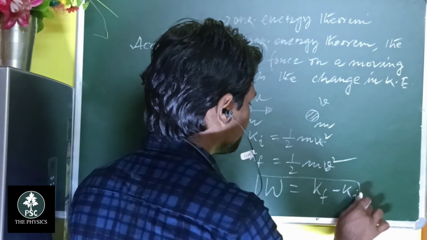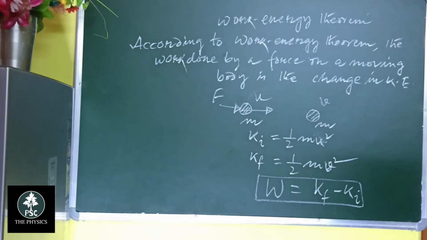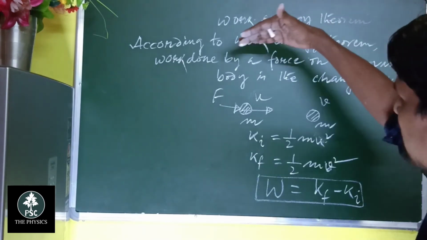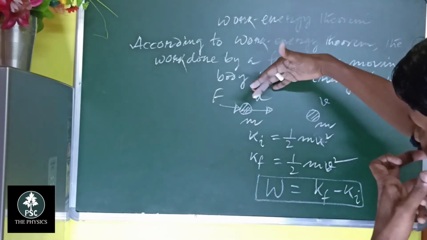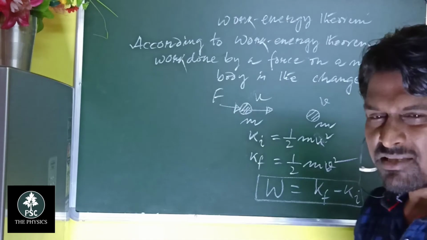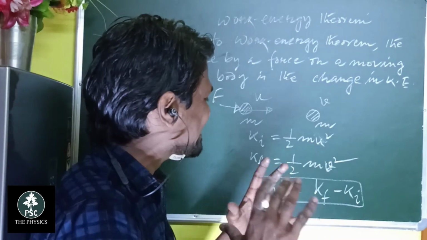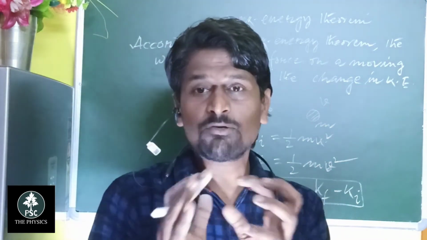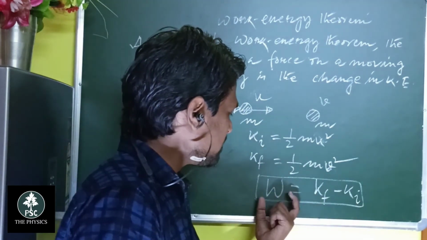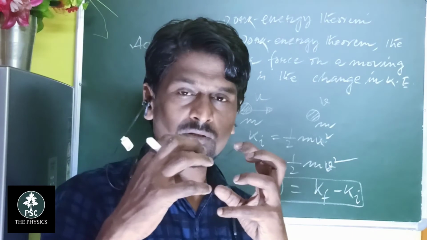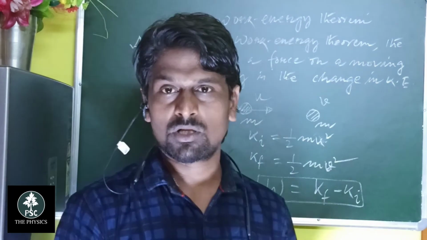So this is the work energy theorem. According to the work energy theorem, the work done by a force on a moving body is the change in kinetic energy. Change in kinetic energy means the difference in the kinetic energy associated with the velocity of a body. That much difference is the amount of work done on that particular body.